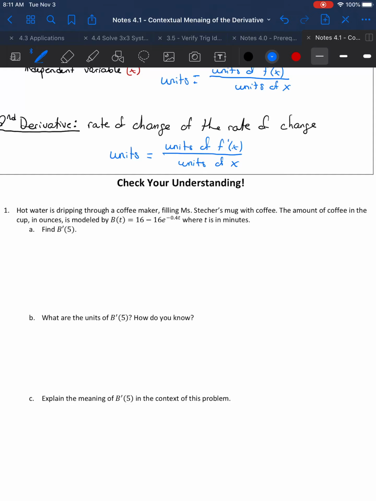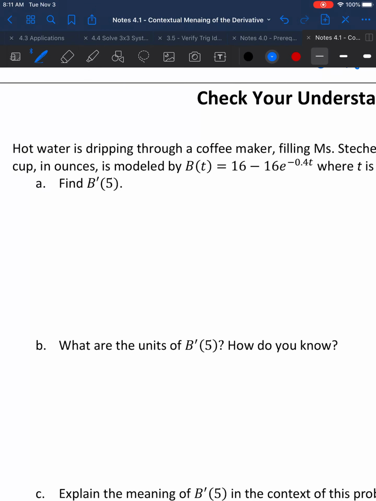Hot water dripping through a coffee maker, filling Miss Stetcher's mug with coffee. The amount of coffee in the cup in ounces is modeled by B of t, where t is in minutes. Question A says find b prime of 5. Well, b prime means the derivative, so we're going to take the derivative of this function.